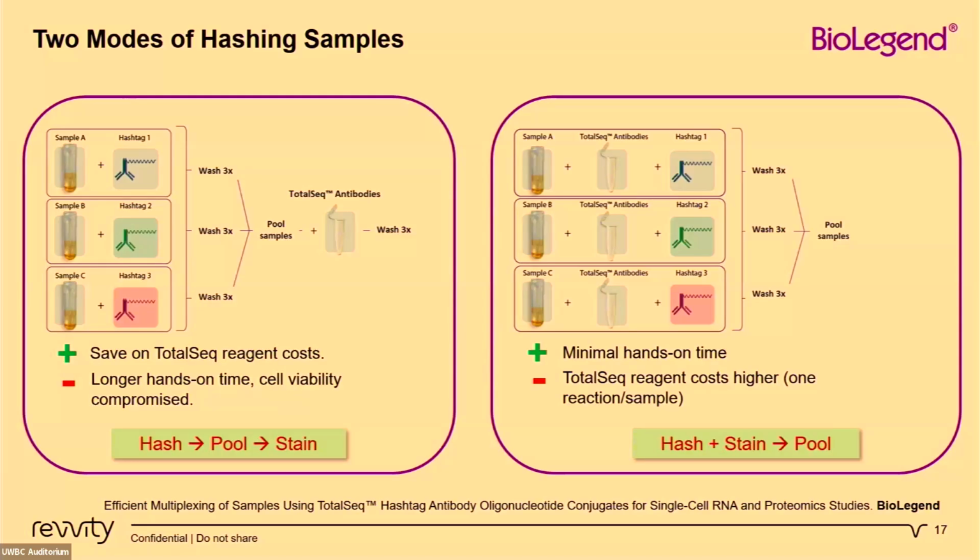Then we have the option where you can do your hashing and staining at the same time with your total-seq antibodies. So you'd have your sample, your total-seq antibody cocktail, and your hashtag, and those would be stained together, washed 3 times, and repeated for all the different samples that you have, then pooled together for the capture. This one's going to have reduced hands-on time, but higher total-seq reagent costs, because let's say you're using universal cocktails and you need to use 1 per sample, then you're going to have to use 3 cocktails here, whereas in the other one, you're only using 1.